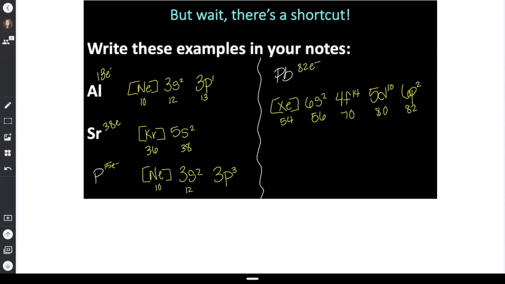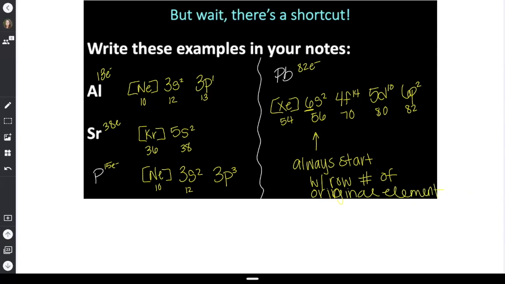This is the biggest spot where I see people mess up, is making sure that you start with the row number. Never, ever, ever start with 1 when you're writing the noble gas configuration. You always start with the row number. Always start with the row number of the original element, not the noble gas, the original element. All right. And that is electron configuration.